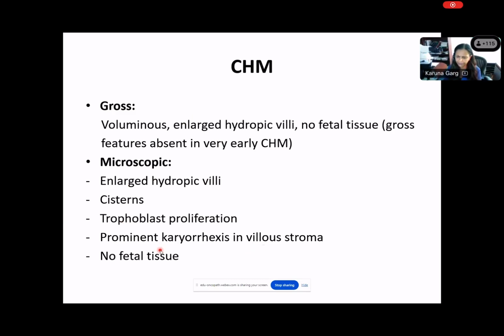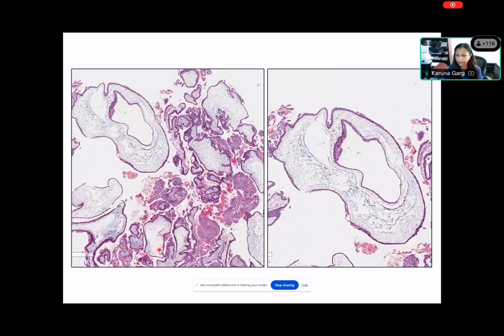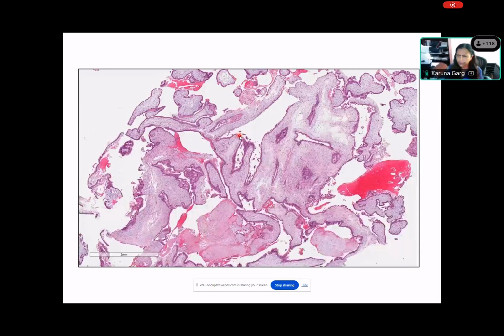And again, you should not see fetal tissue unless you have a twin pregnancy. So these are examples of complete mole that we've had over here. You can see there are markedly abnormal villi. This one has a huge trophoblastic inclusion in the center, which is not at all normal. And you can see other villi are also very abnormal, enlarged and with very irregular contours.